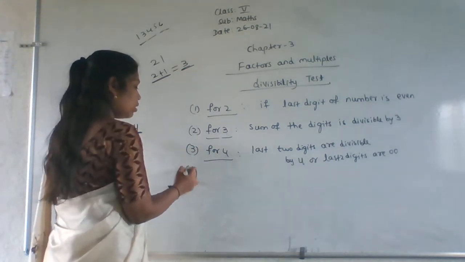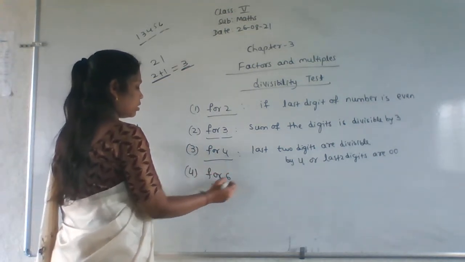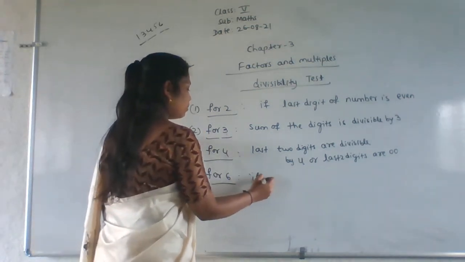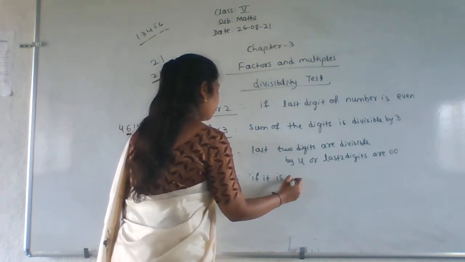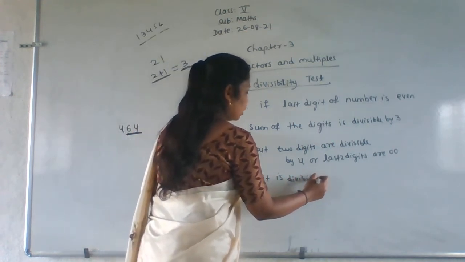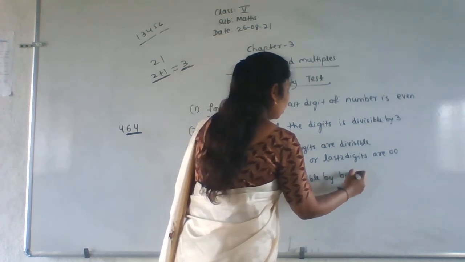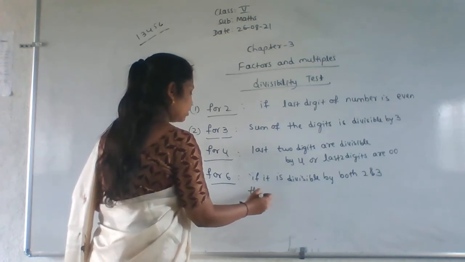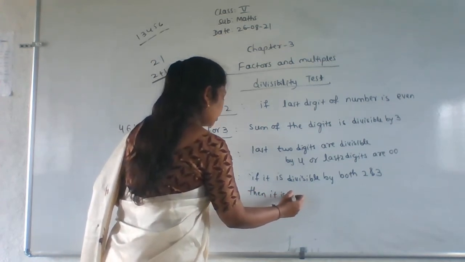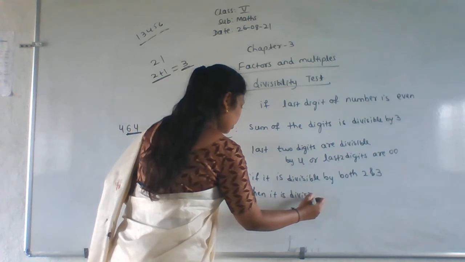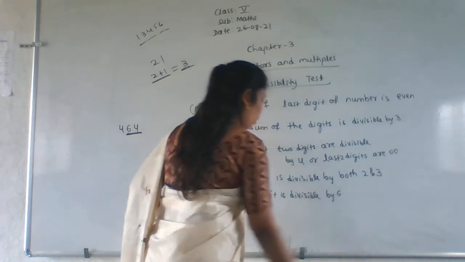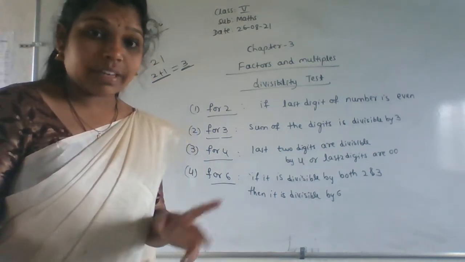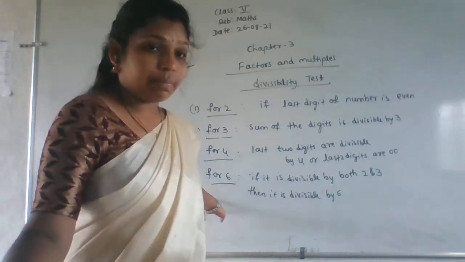Okay. Next, divisibility test for 6. What is the rule for 6 here? If it is divisible by both 2 and 3, then it is divisible by 6. Okay. If the given number is divisible by 2 as well as 3, then we can say that number is divisible by 6.